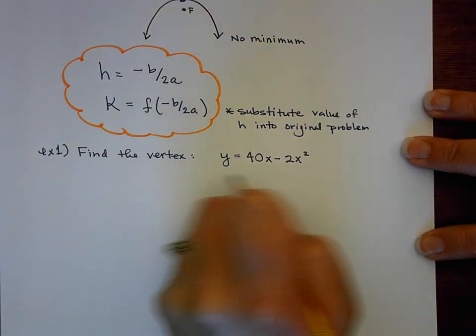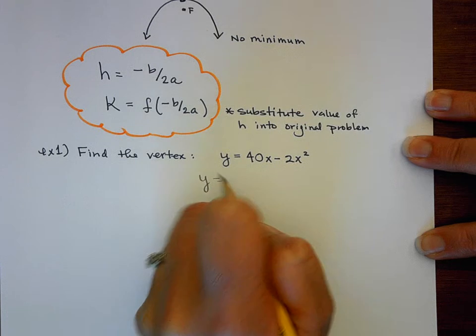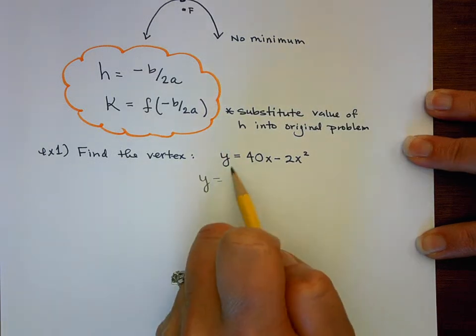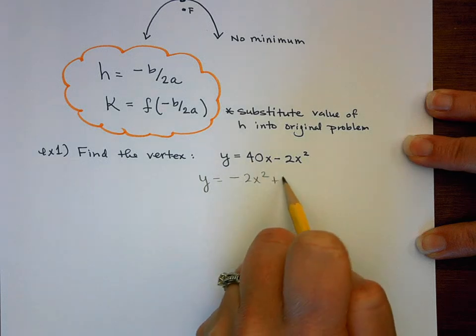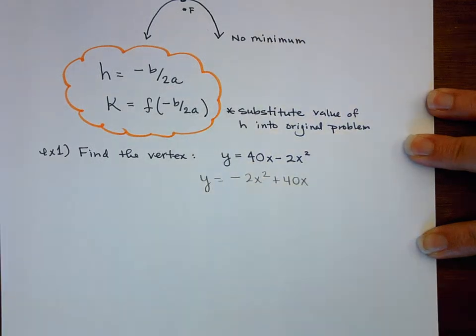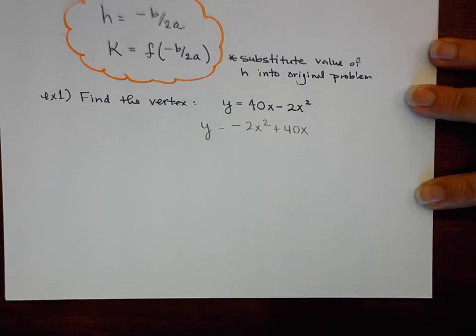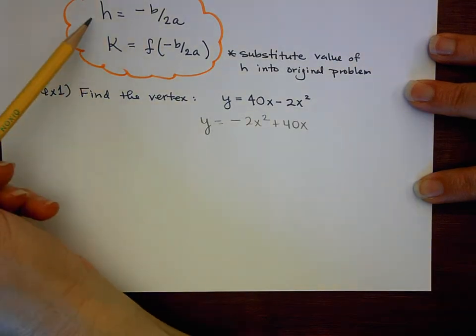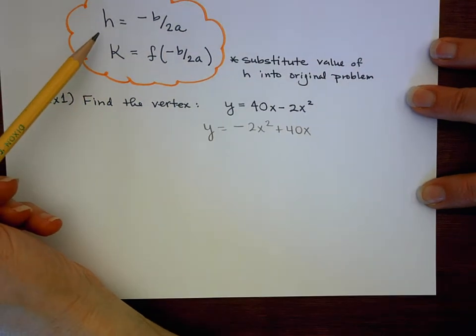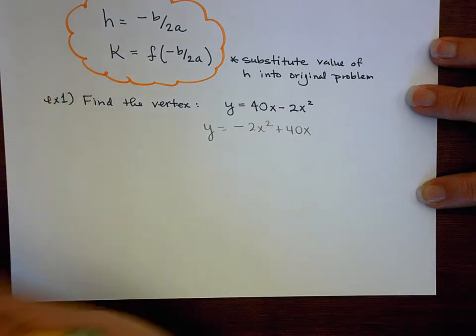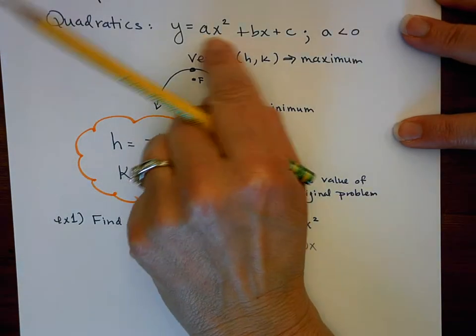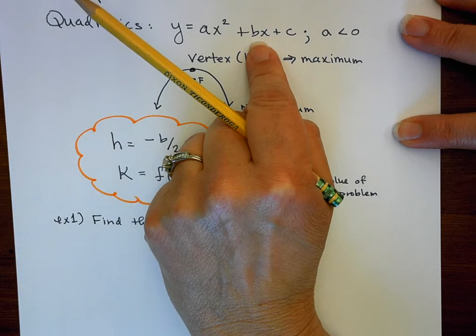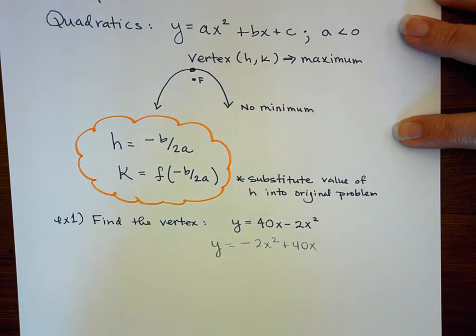Okay, so then instead of 40x minus 2x squared, the x squared should go first, so that would be negative 2x squared. 40x is positive, so plus 40x. So all I've done is reorder it, and then now I want to use this formula here. So I want to find my vertex, so I'm going to use h equals negative b over 2a. Okay. All right, so then let's look back up here. So look to see, where do I look for a? A is what's multiplying the x squared. Where do I look for b? B is what's multiplying the x.